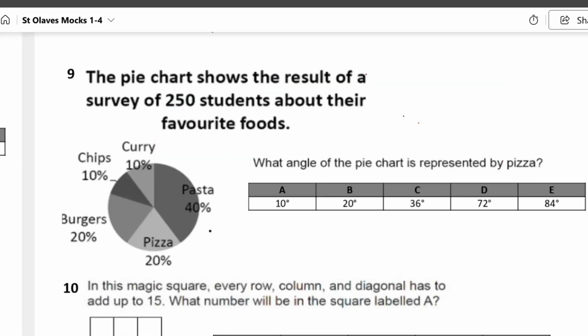For question 9, our survey in total is 250 students. Do we need to know that though? We just need to know what angle of the pie chart is represented by pizza. So if this is 20% of 360, we know 20% is equal to 1/5, and we should just know that from percentages. 1/5 of 360 degrees in total. We are going to cancel out. 5 goes into 36 7 times, 1 left over, giving us 10, 72. So our answer is going to be D.